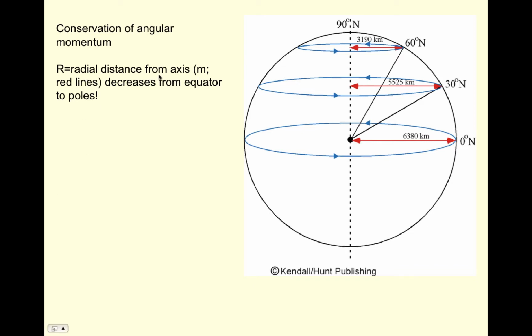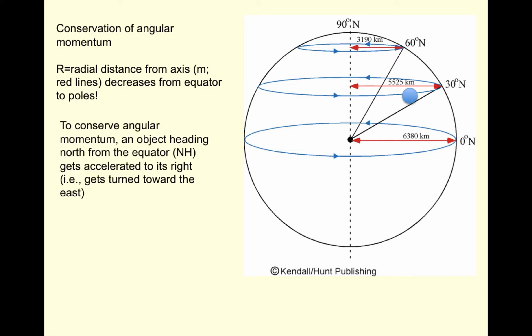R here is the radial distance from the axis of rotation of Earth, and it's at a maximum at the equator, going down to a minimum at the polar regions. So for an object at the equator that's rotating around with the Earth, as it tries to move to the north, it's moving from an area where the radius is larger to an area where the radius is smaller. As a result, its tangential velocity must increase, which in this case moves it to the east, moving faster than stationary objects on the surface of the Earth at that specific latitude. So to conserve angular momentum, again, an object heading north from the equator gets accelerated to its right in the northern hemisphere. In other words, it gets turned towards the east.